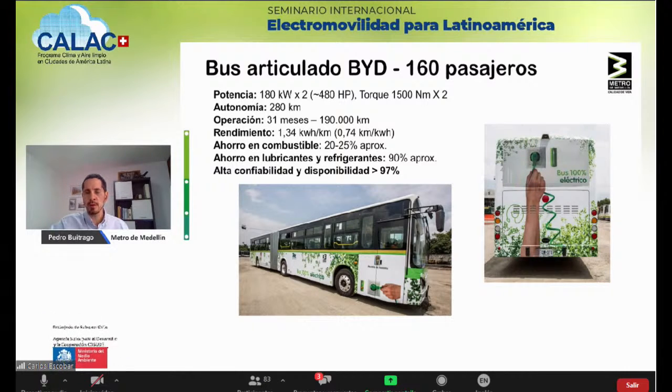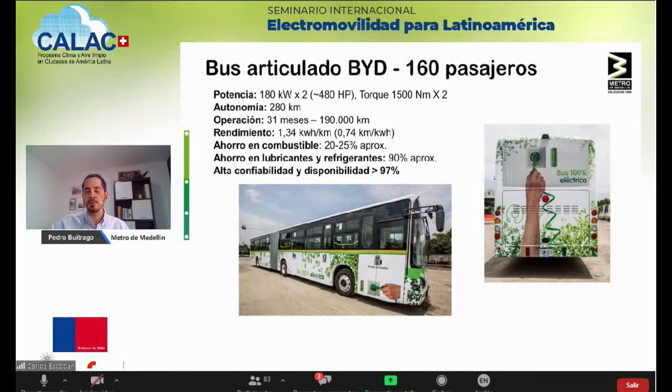Here we see some data from the bus. The bus is an articulated bus with a capacity for 160 passengers. If we compare it with fossil fuel vehicles, it has a power of 180 kilowatts and a torque of 1,500 Newton meter. So these are key specifications for a proper performance in our system, because in our system we have slopes of 15 to 20% in sections where they have the largest occupation.